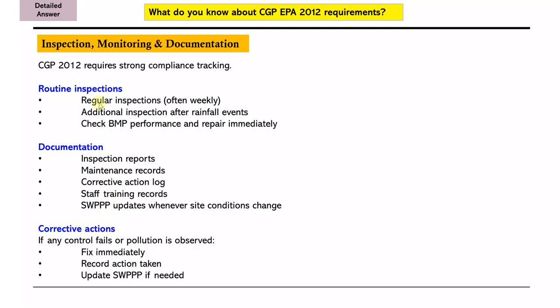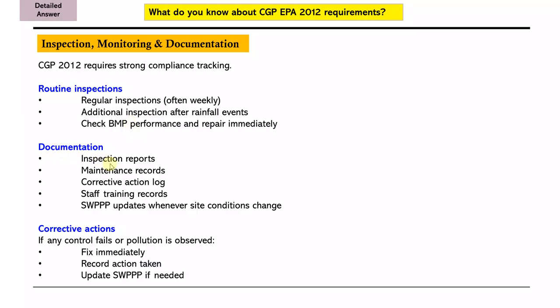In routine inspections, we have regular inspections, often weekly, and additional inspections after any rainfall events. In technical words, we have to check BMP performance and repair immediately. Best management practices also include, for example, if you have construction material at site like wood pieces, you can use wood pieces as decoration at site, or make tables or chairs on site. So this is also one of the best management practices.